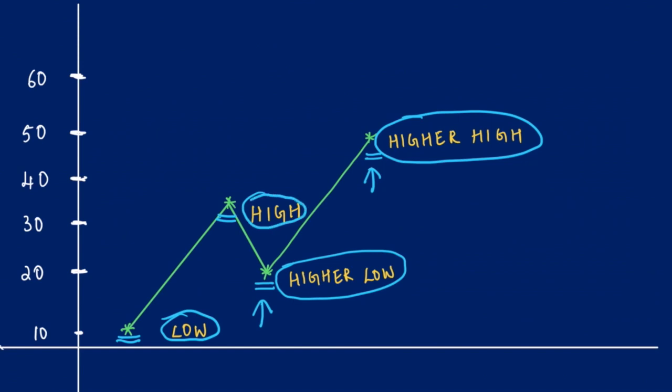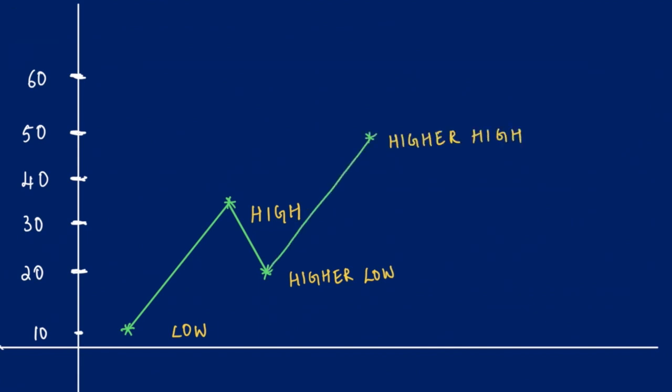There is an important note. For uptrend, we need to start from low, high, higher low, and higher high. When this is visible in the chart, we call it an uptrend.